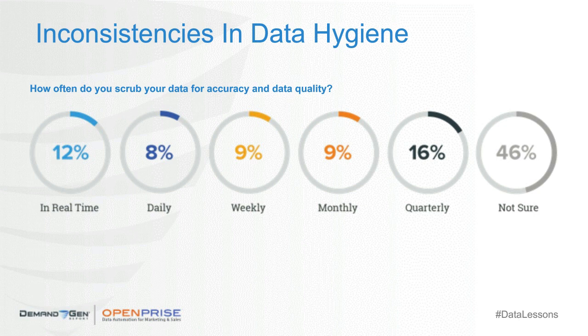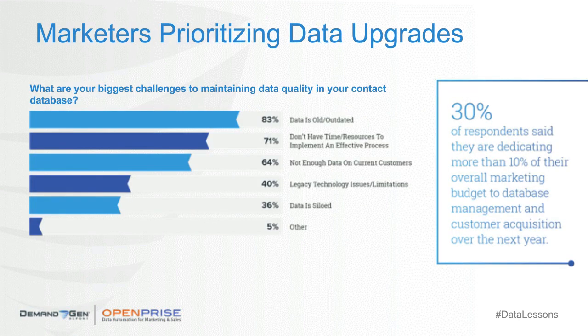The good news for us, what we found in the study, is that this is becoming much more of a priority. 30% of the respondents said that they are dedicating more than 10% of their overall marketing budget to database management and acquisition over the next year. So I think people have come to the realization that they're not going to be able to do some of the cool things they want to do with campaigns, segmentation, and new things like ABM without having good, clean, and accurate data.